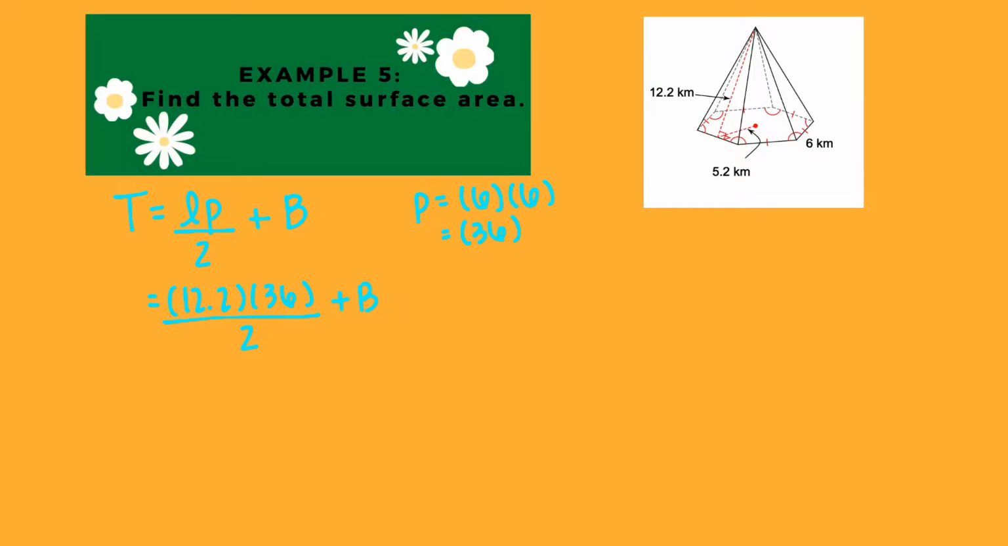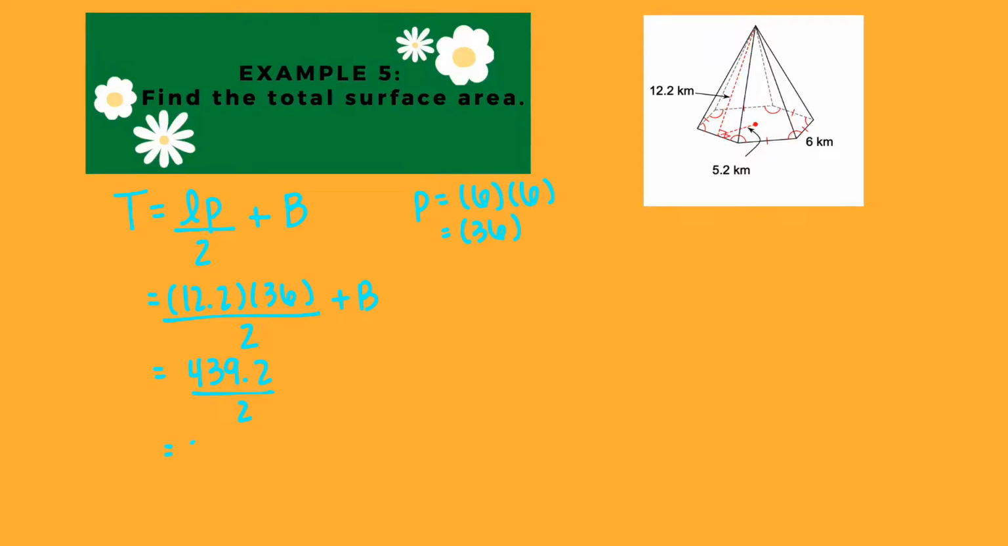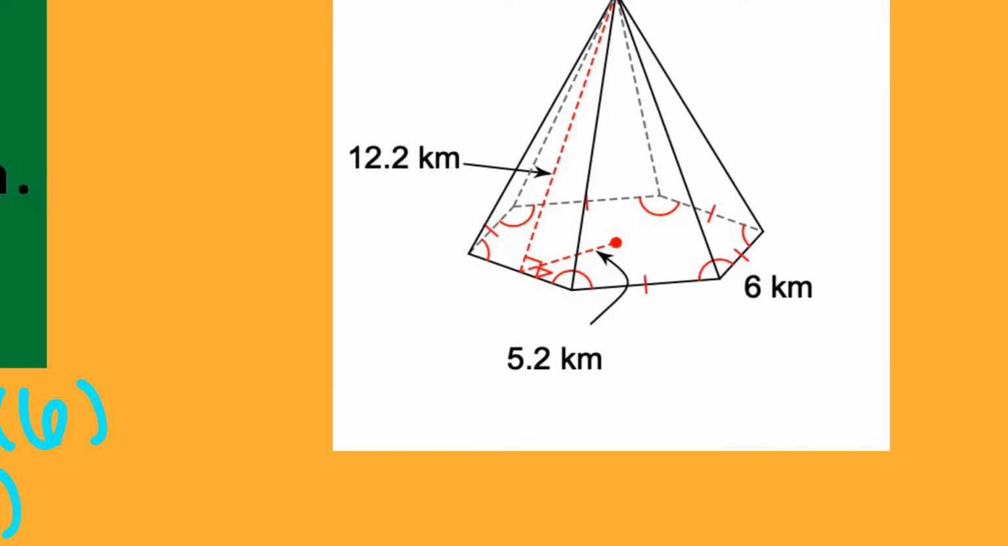So when I plug in 12.2 times 36, I end up with 439.2 divided by 2. When I divide that by 2, I end up with 219.6. So what I need to find now is the area of the base. And when I look at this, I know all side lengths are the same. I don't have a formula for just a hexagon, but I do have a formula for a regular polygon.